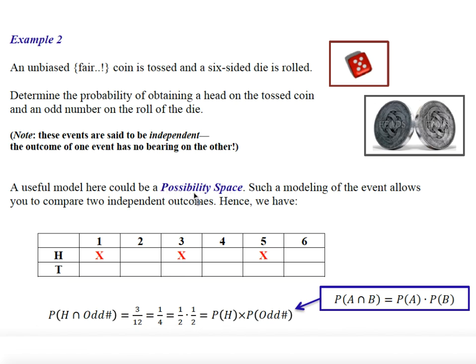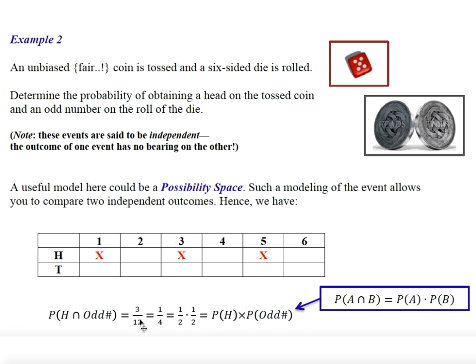A useful model here, in terms of methodology on a paper in particular, could be to try to flesh out some kind of a so-called possibility space, right? So you've got a matrix kind of an approach here where the coin either shows up head or tail, and the die, of course, any one of these 6 possible numbers. Well, in terms of the odd number requirement on the roll of the die, that's a 1, 3, or a 5, and obtaining a head on the tossed coin, well, you can see that you've got 1, 2, 3 possibilities out of the 12 possibilities total, right? Because 2 times 6 is a field of 12.